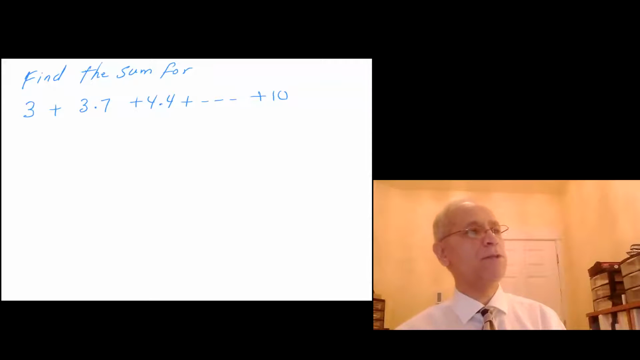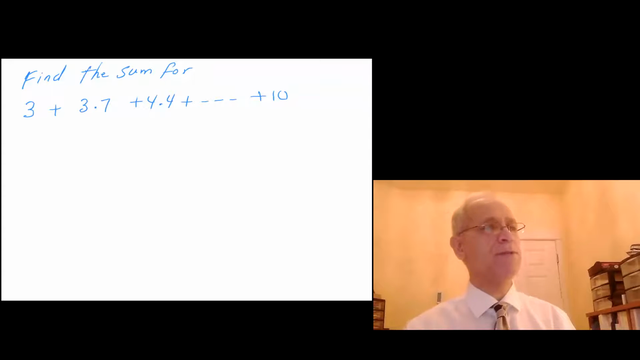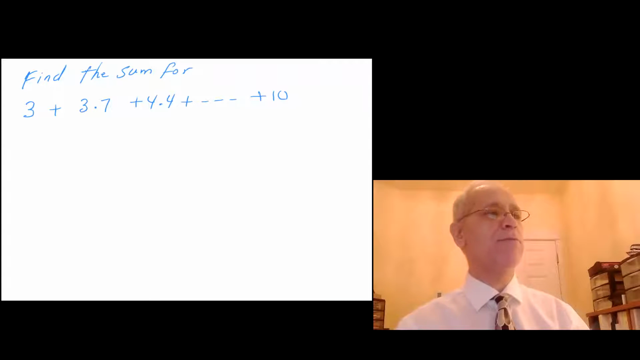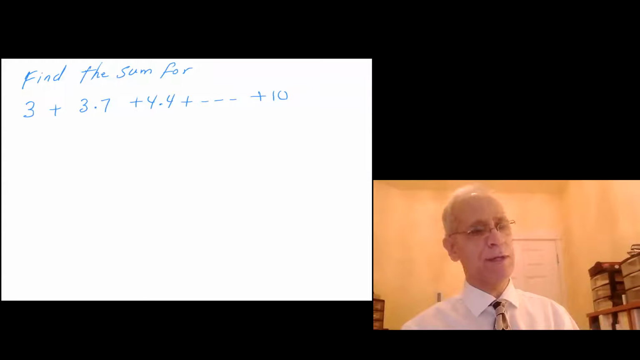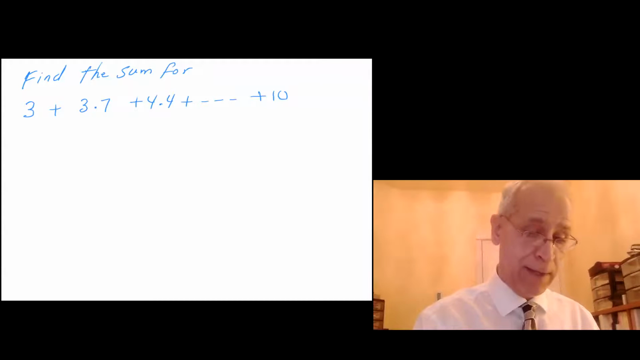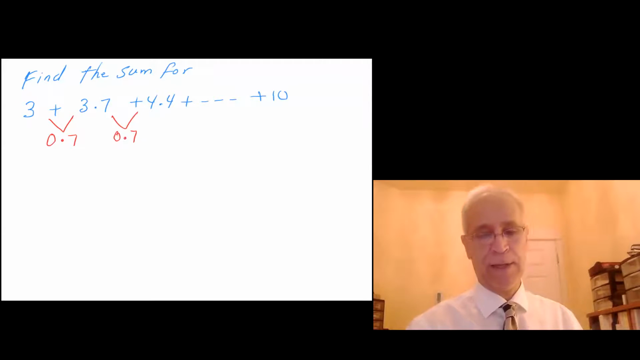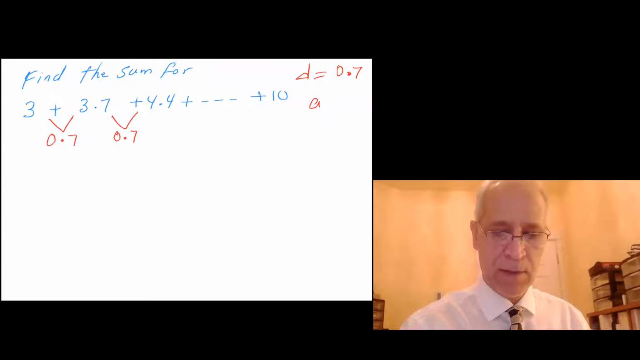Hello, Math 142. We want to find the sum for 3 plus 3.7 plus 4.4 plus dot, dot, dot plus 10. And of course, the first thing we're going to realize is that the common difference is 0.7 and 0.7. So we know that the common difference is 0.7, and we know that the first term is 3.